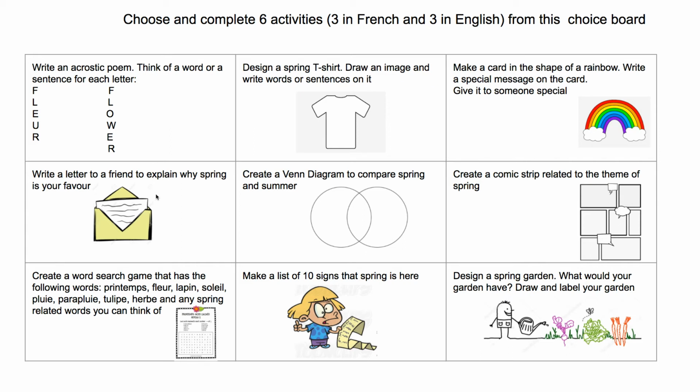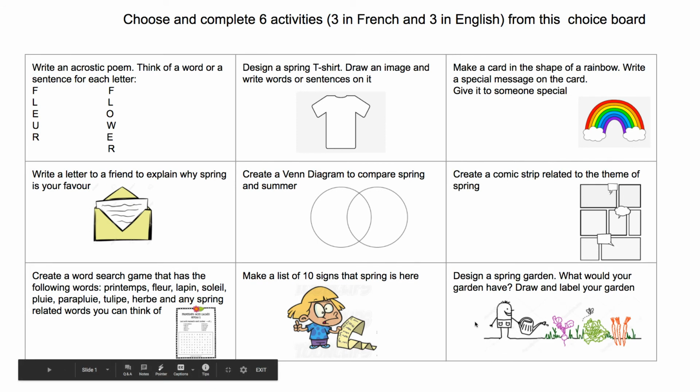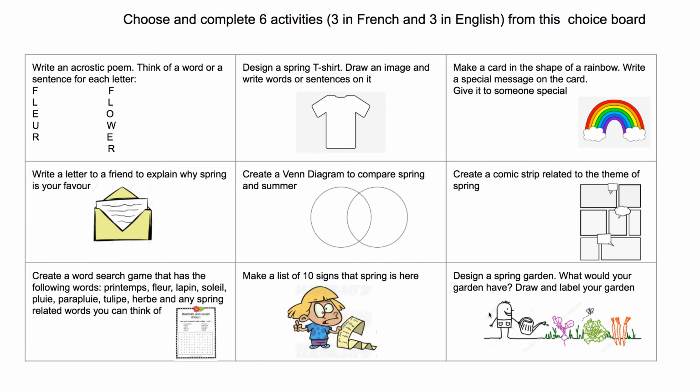Now, what you see here is a choice board, and it's called a choice board because you can choose the activities that you'd like to do. I want you to do 6 activities. 3 of them have to be in French, and 3 of them have to be done in English. It's totally up to you which activities to choose and which ones to do in French and which ones to do in English. I'll leave that up to you. So let me explain to you what you have to do for each activity.